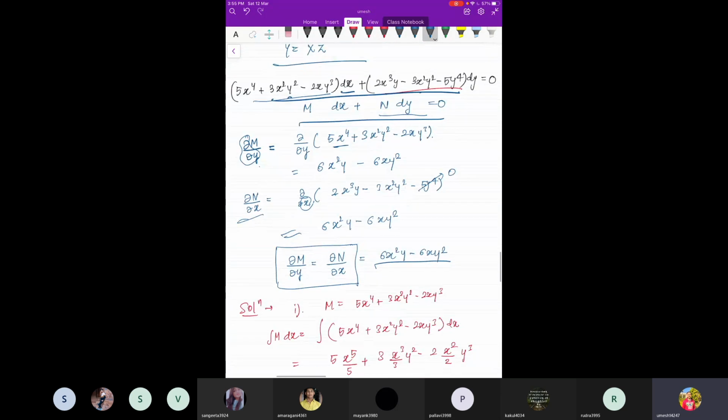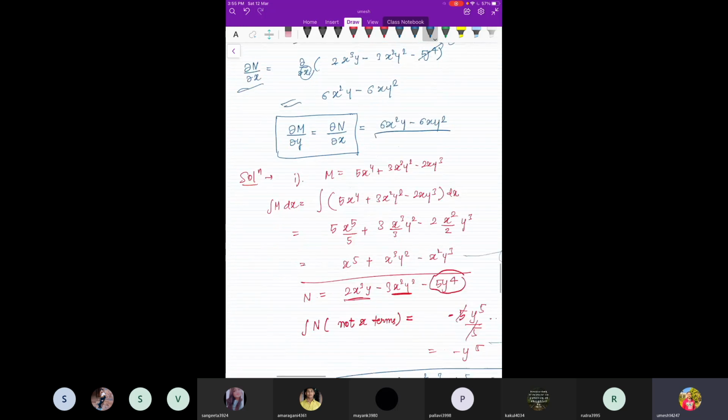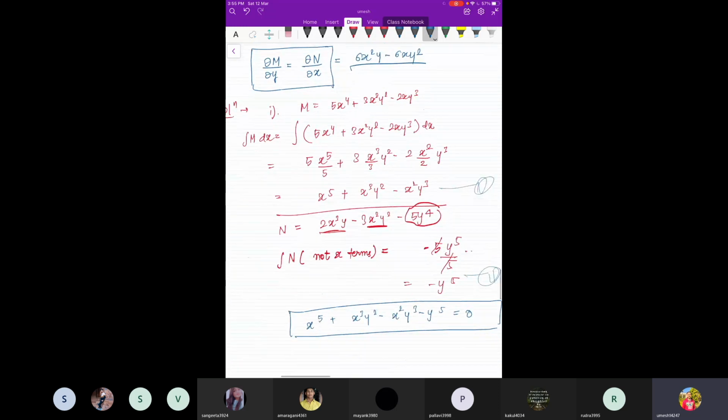I was just revising that our equation is in the form of m dx plus n dy is equal to 0. Okay, so for an equation we first have to find out whether it is exact or not. For that, we will take the partial derivative of m with respect to y and n with respect to x. And if these partial derivatives come out equal, then only the equation is an exact differential equation. And if it is an exact differential equation, we will move to the solution.